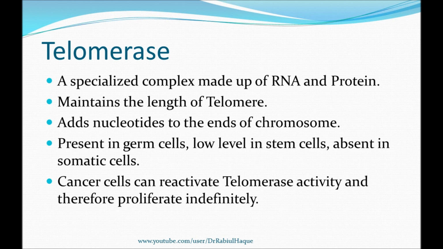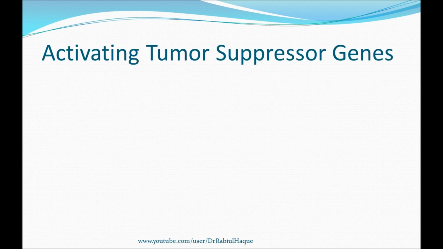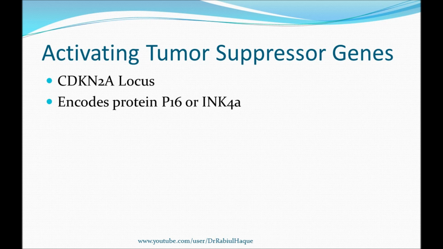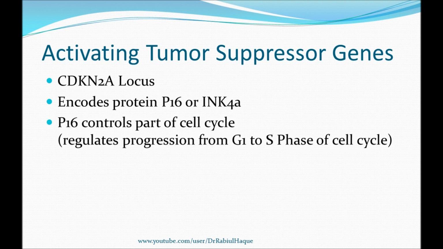The next mechanism of cellular senescence is by activating certain tumor suppressor genes. Now one important locus that you have to remember is the CDKN2A locus, because this locus is responsible for encoding two important tumor suppressor genes, and one of them is known as P16 or INK4A. And the function of P16 is to control the progression of the cell cycle. If I want to be more specific, P16 controls progression of the cell cycle from G1 phase to S phase.